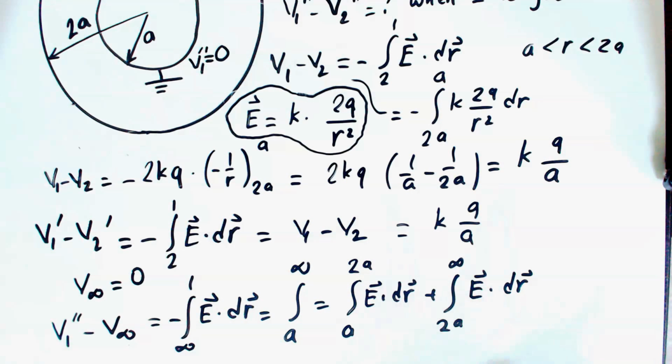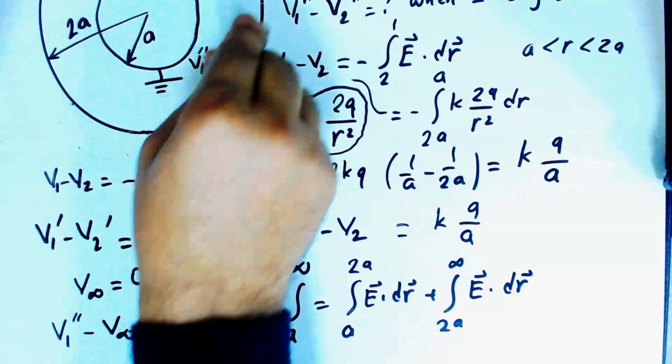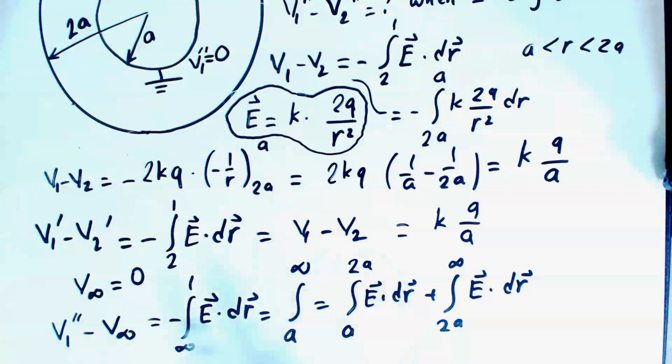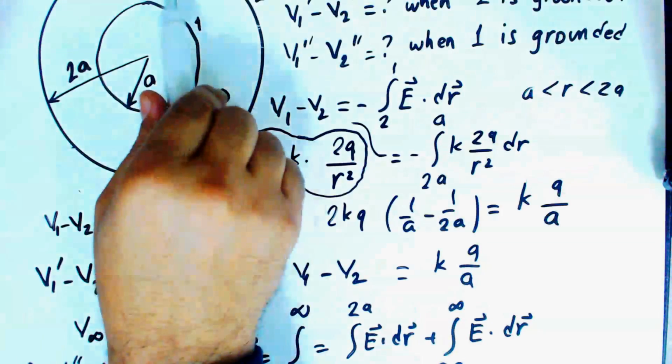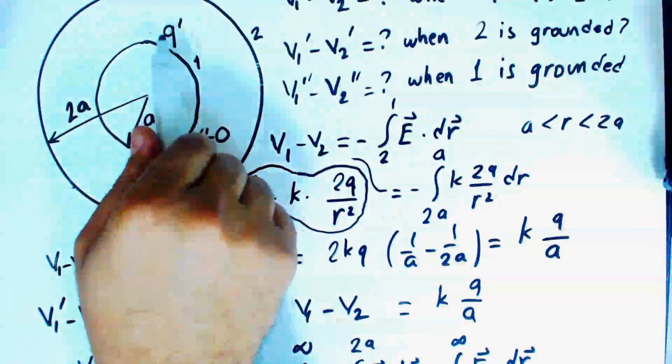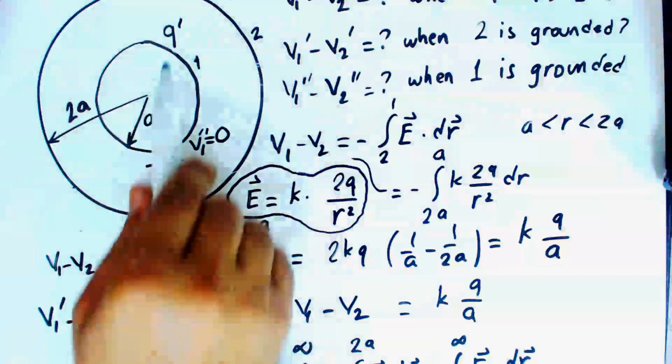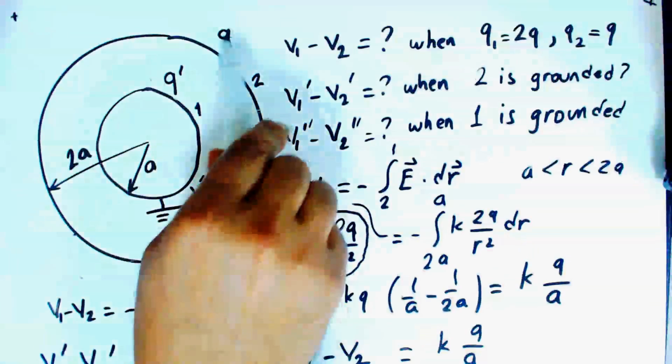Okay, so now you will see that the right-hand side of this equation will contain some charges, the charge of the inner shell and the outer shell, and I already know that the left-hand side of this equation is equal to 0. This is 0 because V1 double prime is 0 and V infinity is 0. But this will give me an equation, and when it's solved for Q prime, for the new charge distribution of the inner shell, I will be able to express this Q prime in terms of the charge of the outer shell.